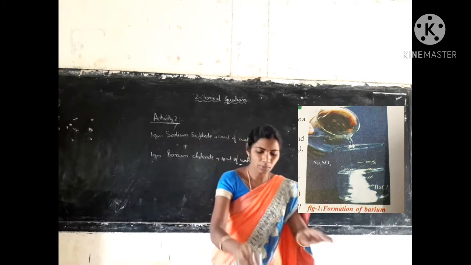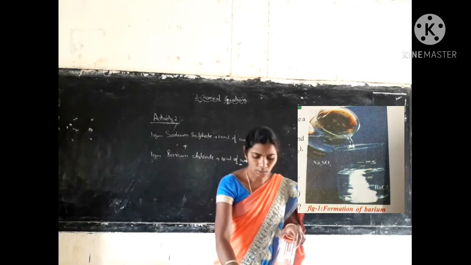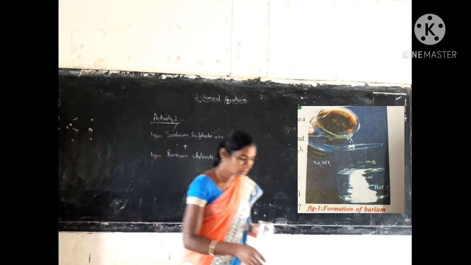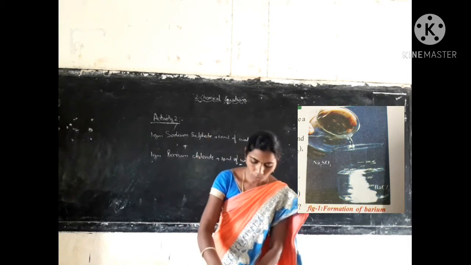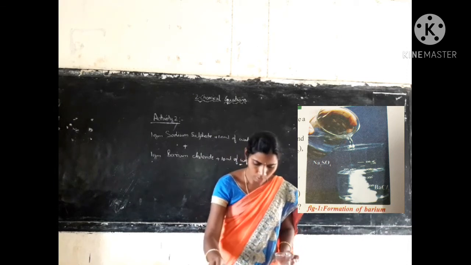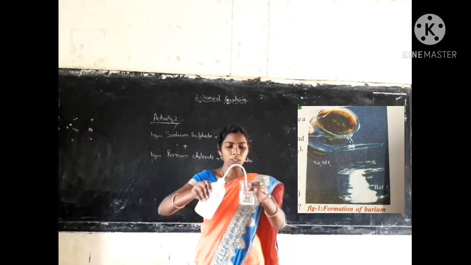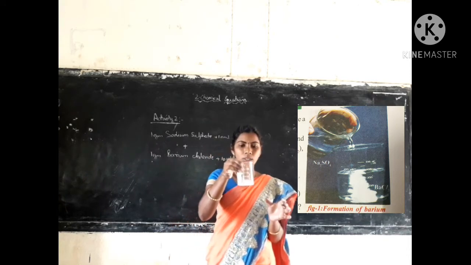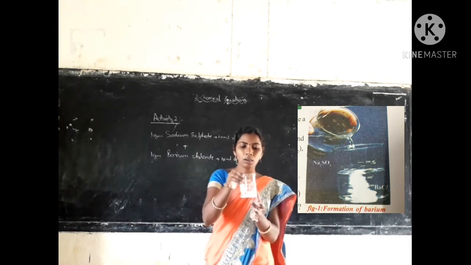So you prepare this solution. Whenever salt is mixed with water, it is called a solution. Then what next? We have to take 1 gram of barium chloride. See here. I am taking 1 gram of barium chloride. Again you mix with water. Okay. So this is your barium chloride solution. You mix properly till all the salt is dissolved.